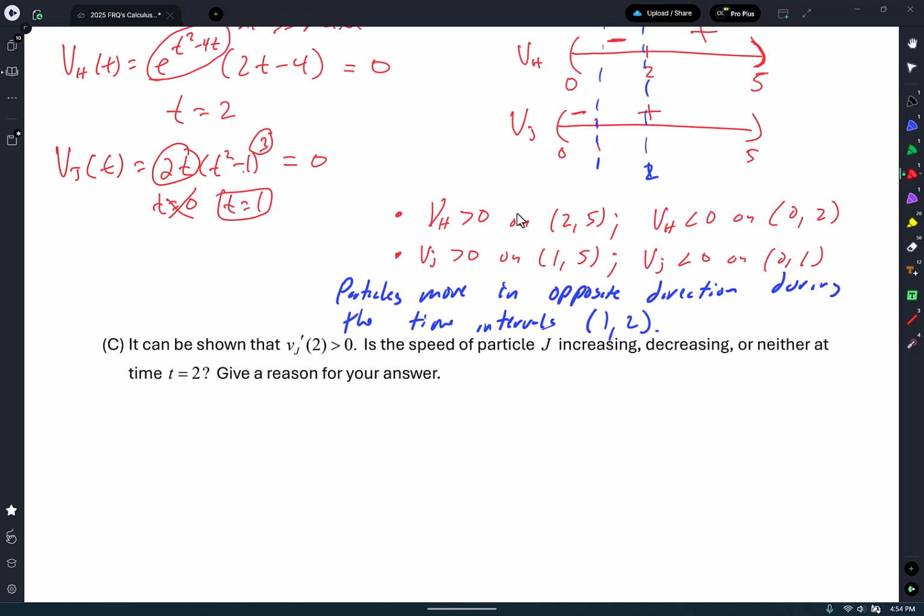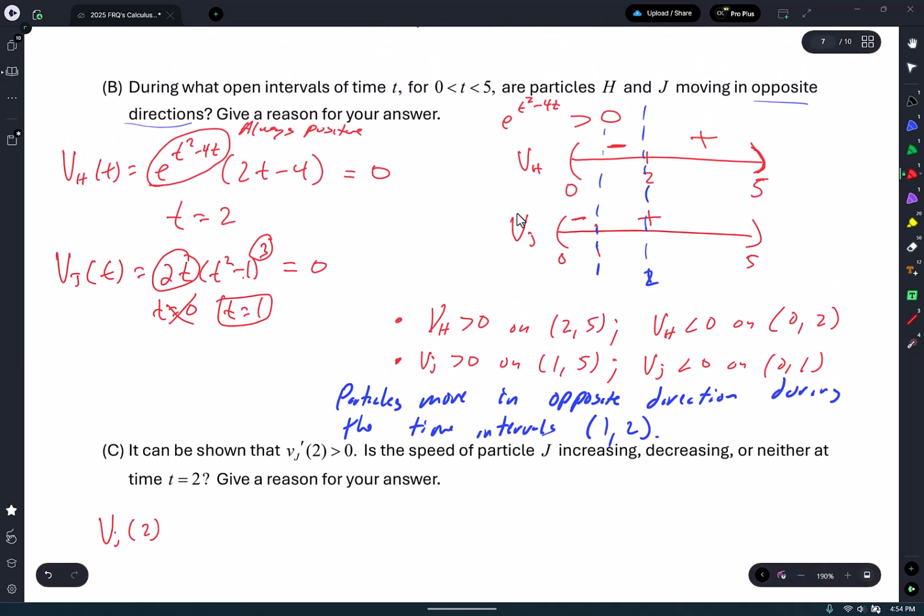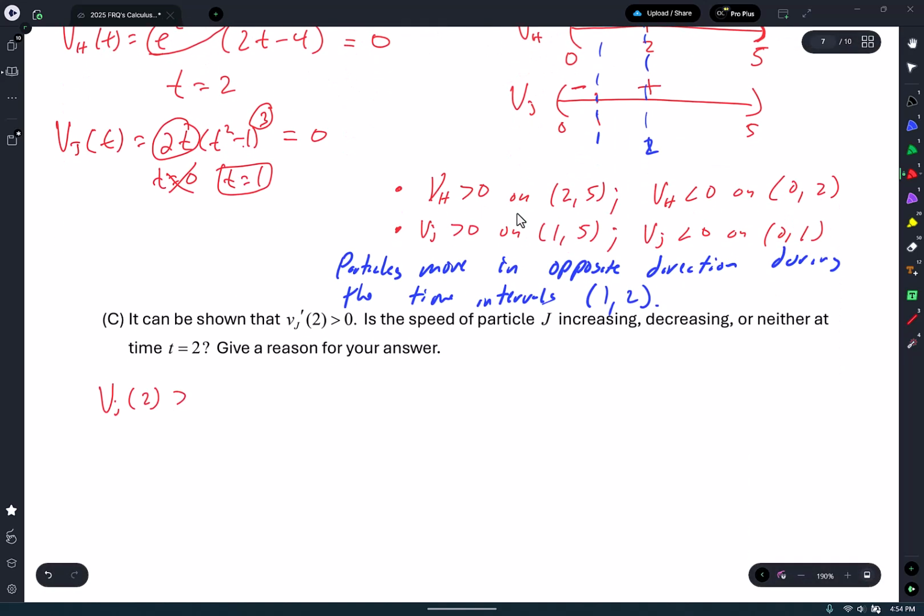Well, we know the velocity. Vj of 2 is positive. And then acceleration of j at 2 equals v prime of j at 2, which is positive. So there it is. Velocity is positive. Acceleration is positive. So particle j is speeding up, or its speed is increasing.